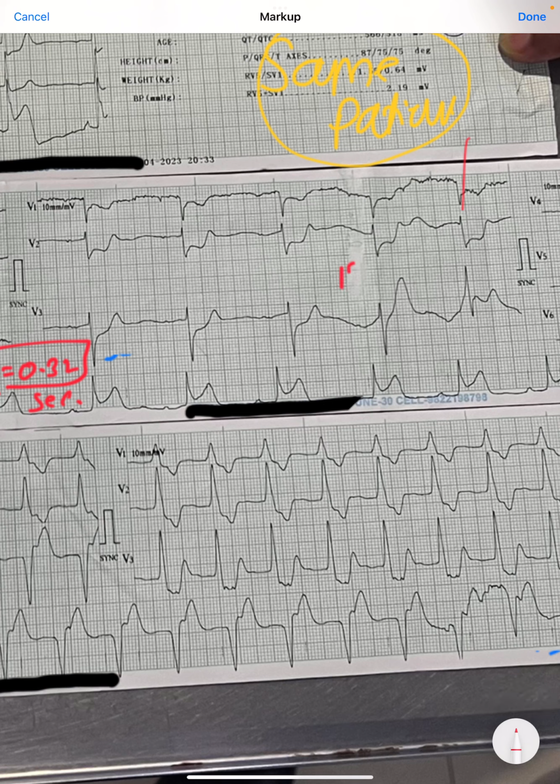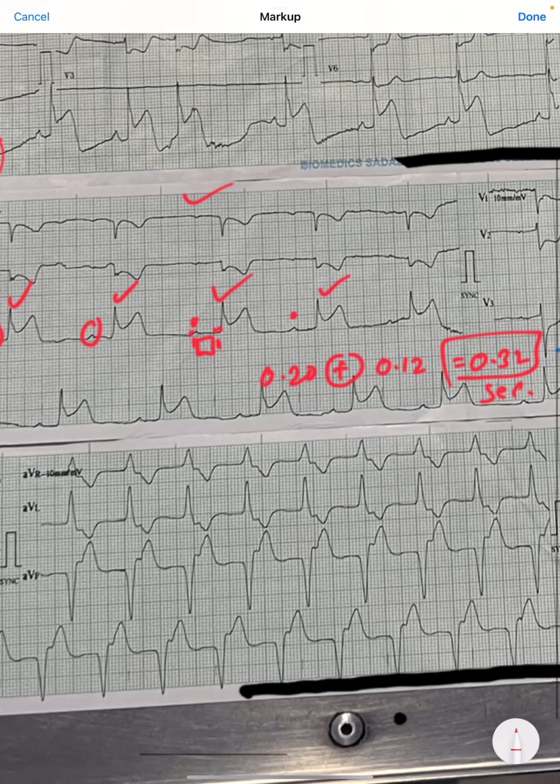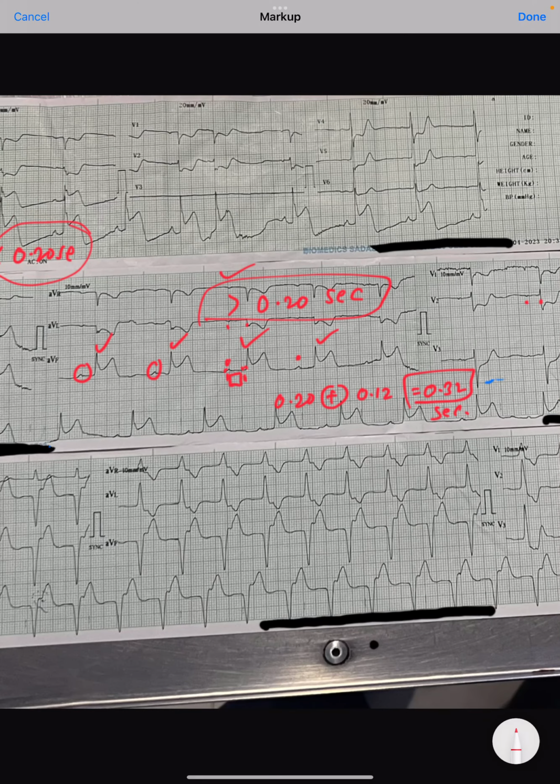So this is first degree heart block, which we can very clearly see: here also the P to R distance is more than 0.20 seconds. Here also it is more than 0.20 seconds. So PR more than 0.20 second is first degree heart block. So this is an inferior wall MI patient presenting with this.